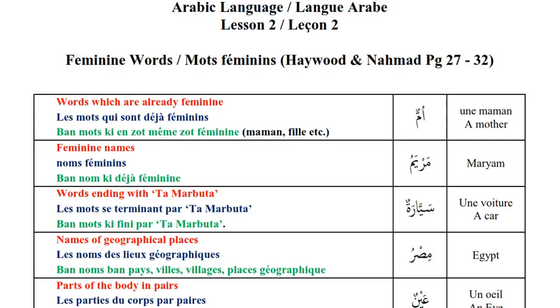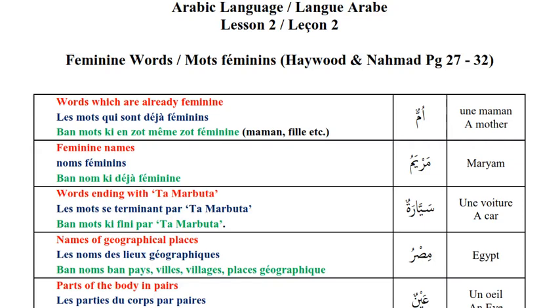In our first lesson, we have seen that if there is a word ending with dhammatan, we say that it is indefinite. For example, waladun, it ends with dhammatan. Waladun means a boy. But if the word starts with al and ends with dhamma, like al-waladu, we say that it means the boy, and it is definite.